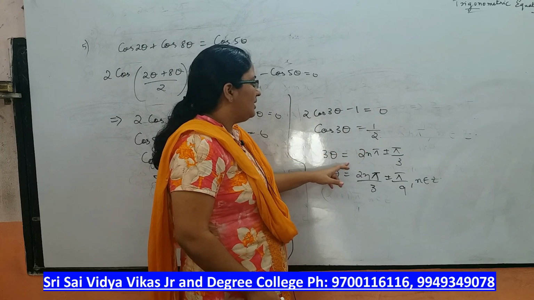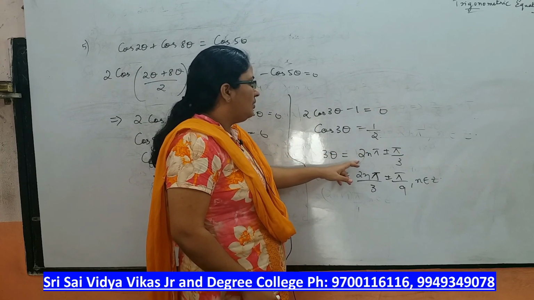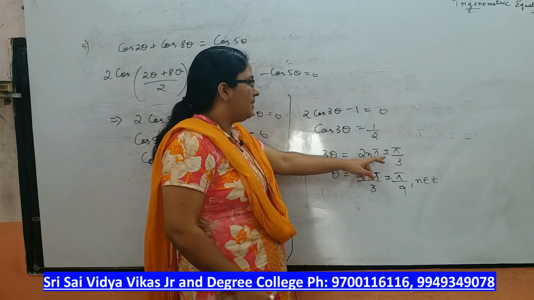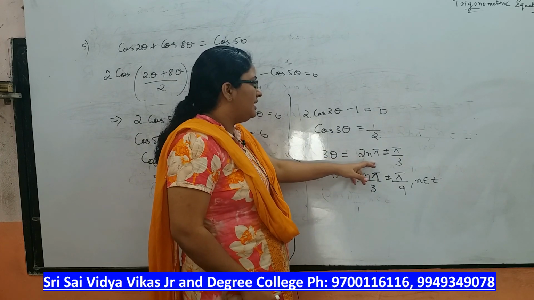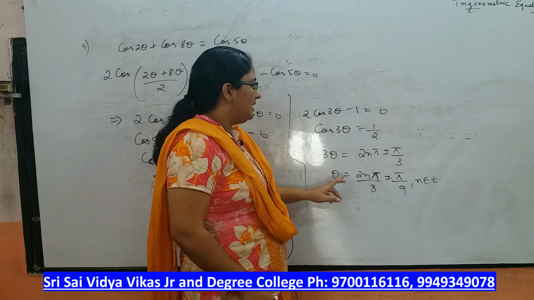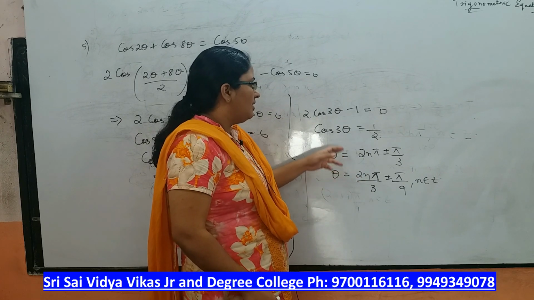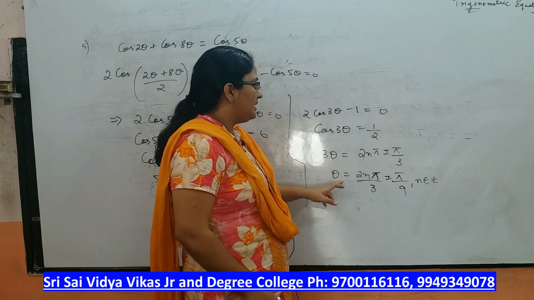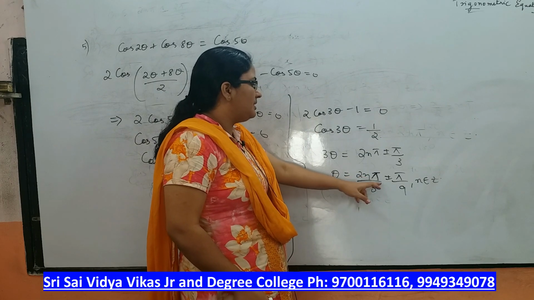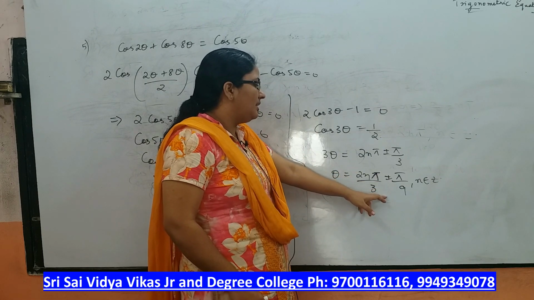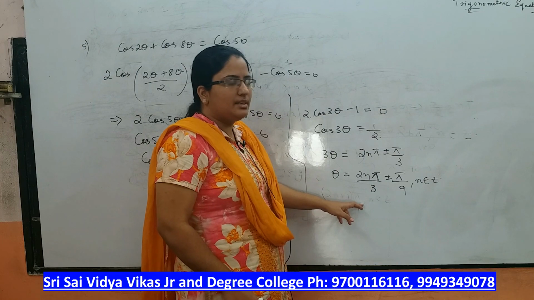3 theta is equal to 2n pi plus or minus pi by 3. Pi by 3 is 60 degrees. So theta is equal to 2n pi by 3 plus or minus pi by 9. That is the general solution here.